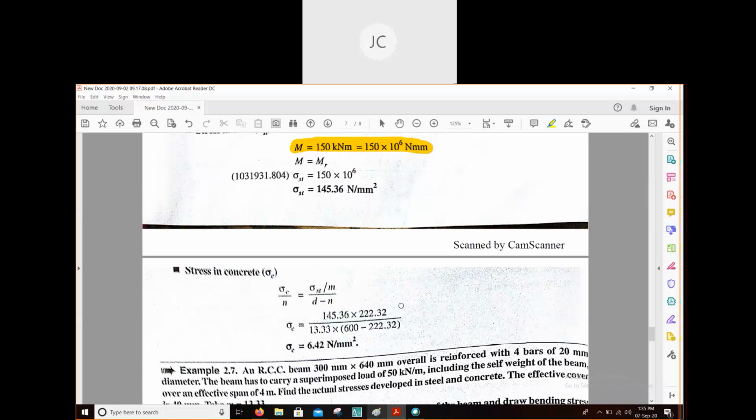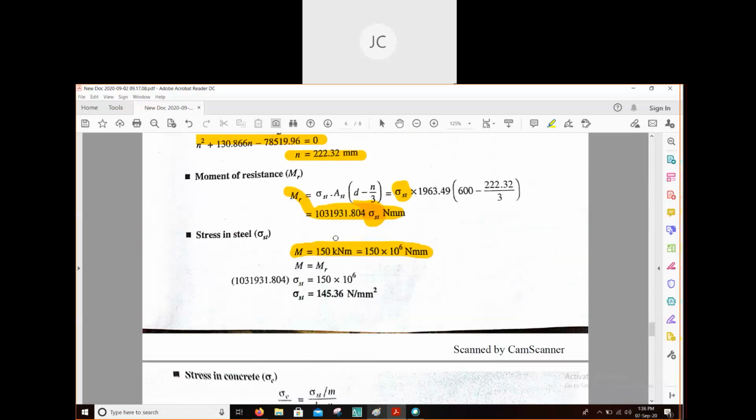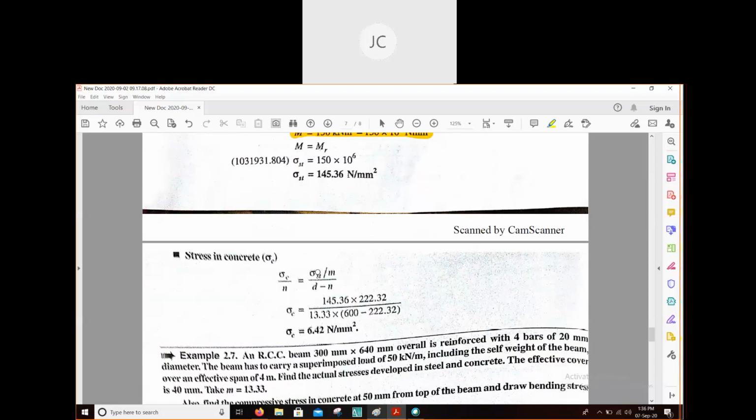So in this equation, the only unknown value is sigma C. All the other things are known. We know the value of N, which is 222.32. We know the value of sigma st, which is 145.36. M value is given. D is known. So if you put all the values, we can find out the value of sigma C. That is our stress in concrete.